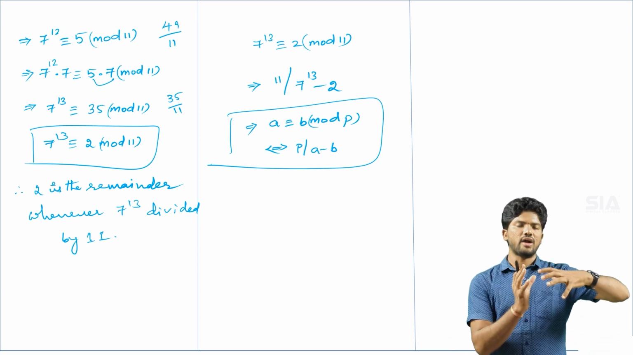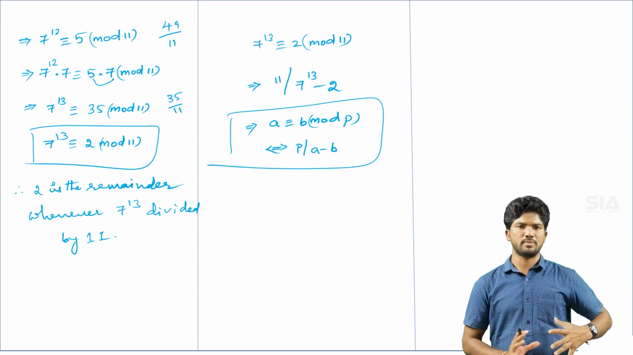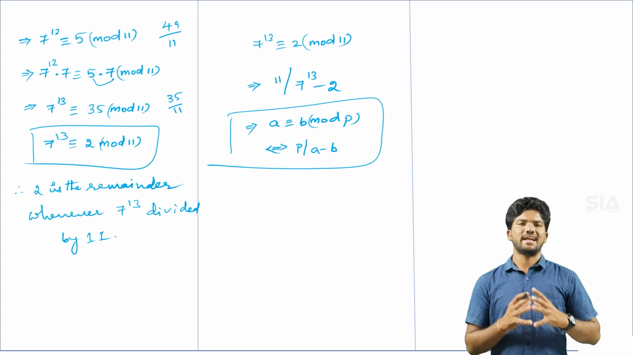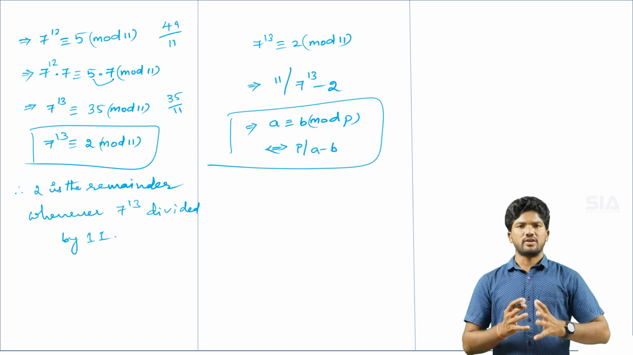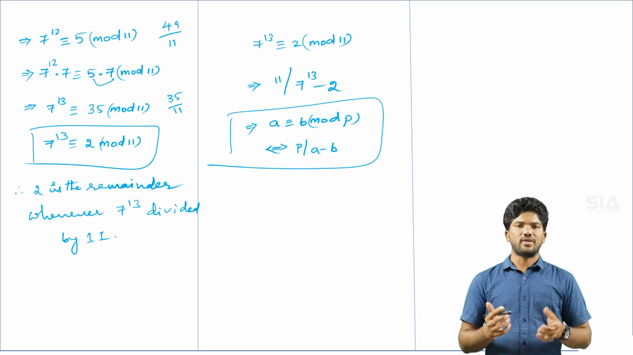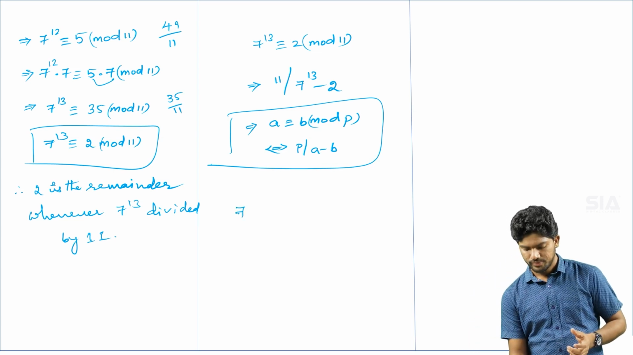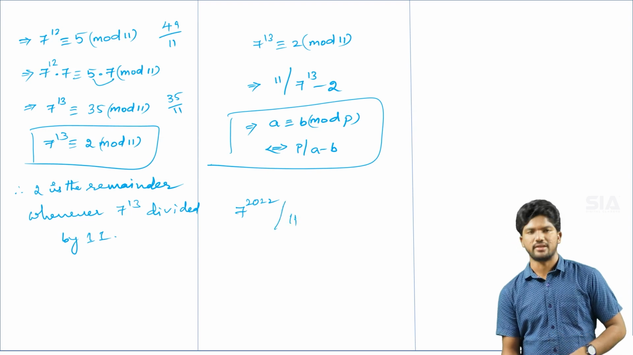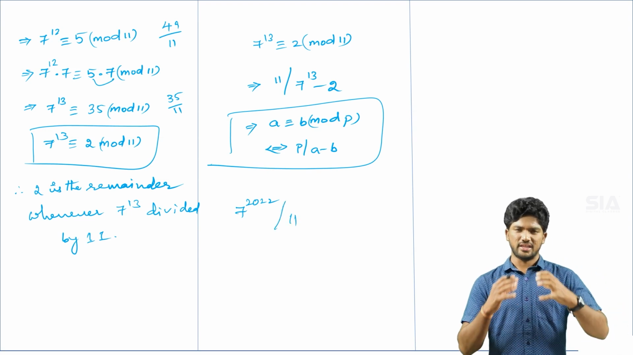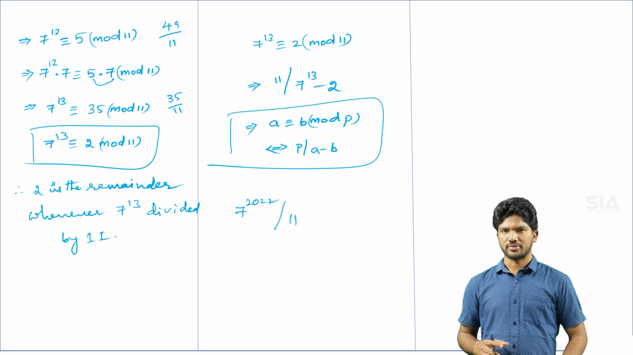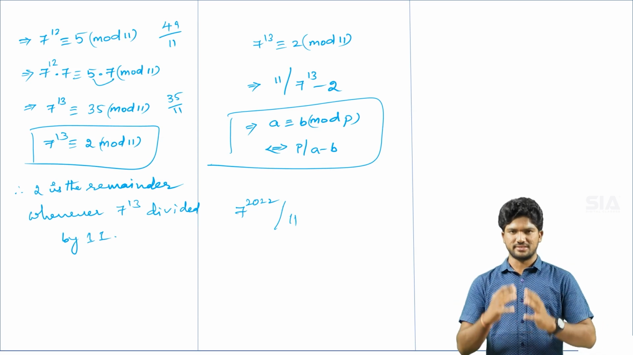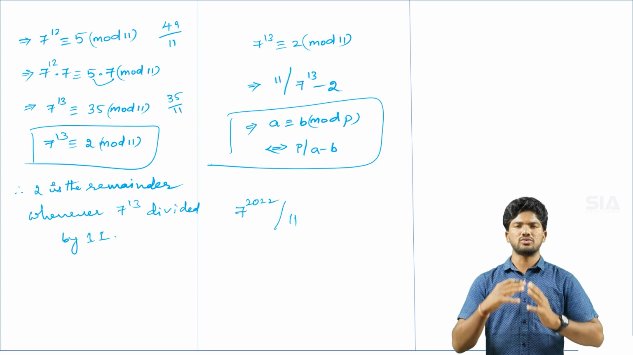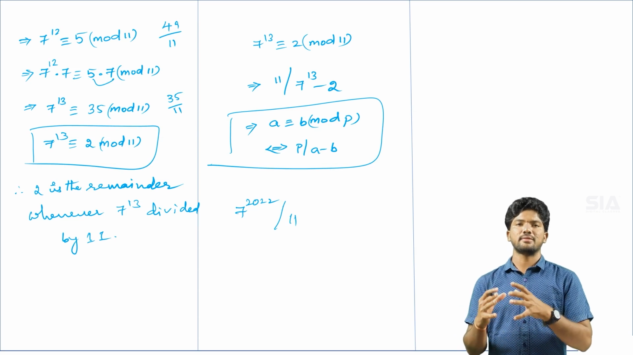Whenever you have problems of this type, you have to use little Fermat's theorem directly. Now we are in 2022. They will ask, find 7^2022 whenever divided by 11. If they are in this format, then you have to solve this problem. How can you solve it? You have to do that multiplication process repeatedly until you get the remainder equal to 1.